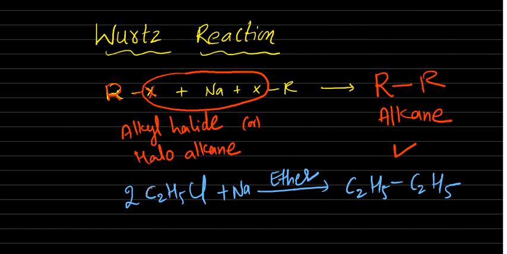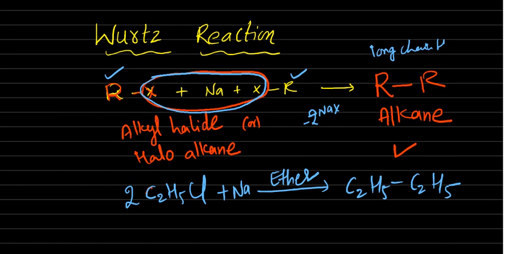In the Wurtz reaction, you can see an alkyl halide is there. Two alkyl halides react with sodium and form a bigger alkane chain. So what is removed here? The byproduct is NaX, 2 moles of NaX removed. Then these two alkyl groups combine and form a long chain hydrocarbon.